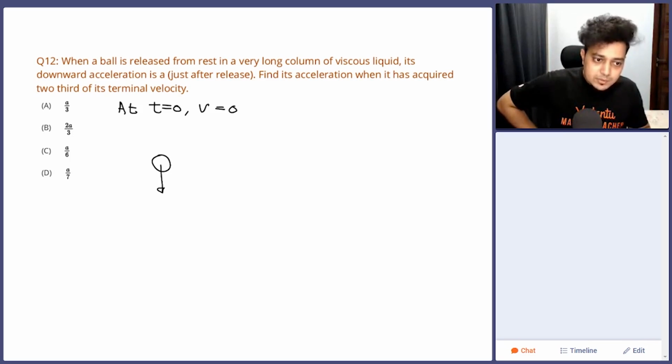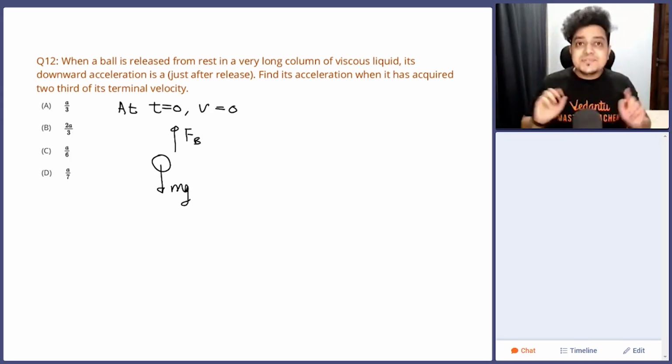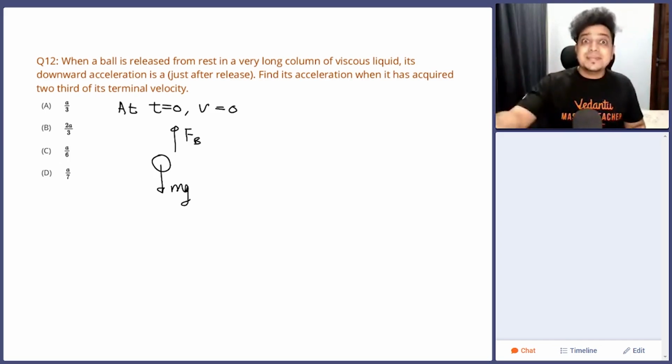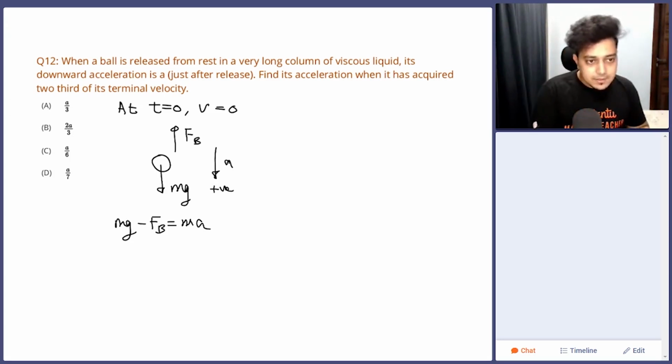So initially there will be only two forces. One is the weight force and the other one is the buoyant force, right? Because initially velocity is not there, the viscous force will not be there. Viscous force is 6 pi eta r v. It depends on velocity. Initially there is no velocity, so no viscous force. So right now, if it has acceleration a in the downward direction, I will apply Newton's law. Downward is the direction of motion, so downward positive. So mg minus buoyant force is equal to mass m into acceleration a. So this will give us an equation for t equal to 0.